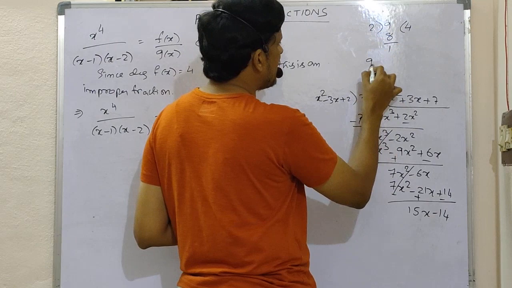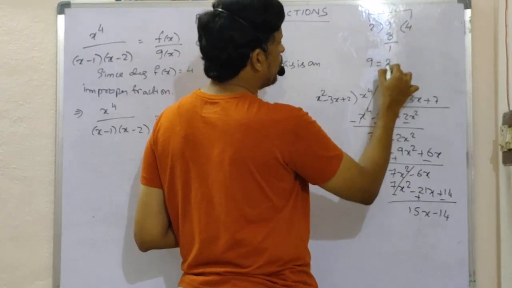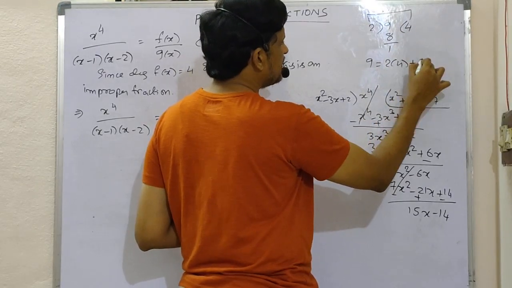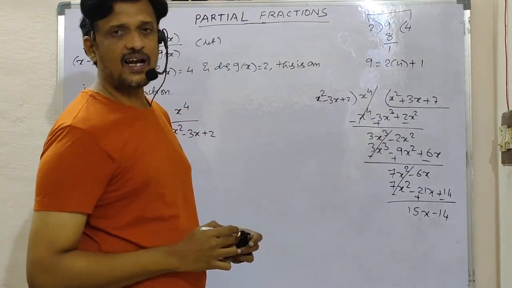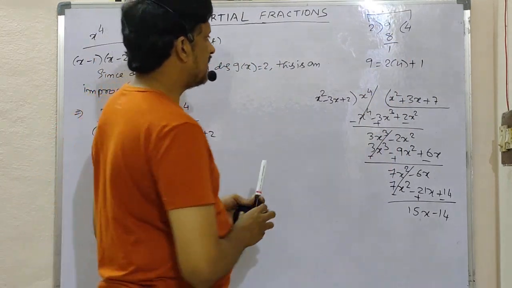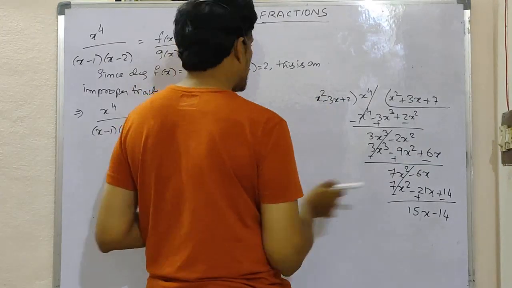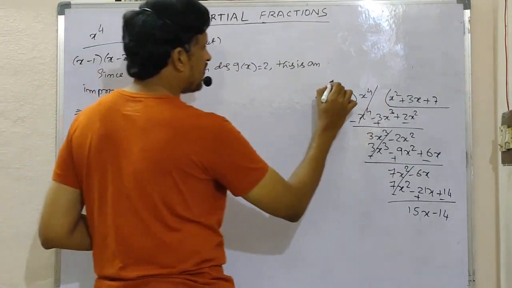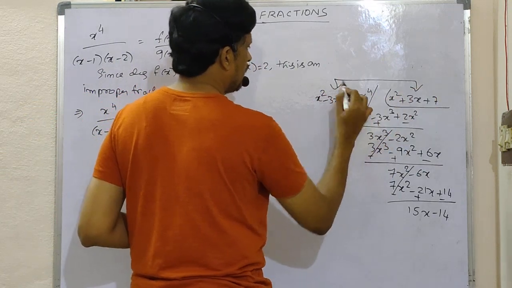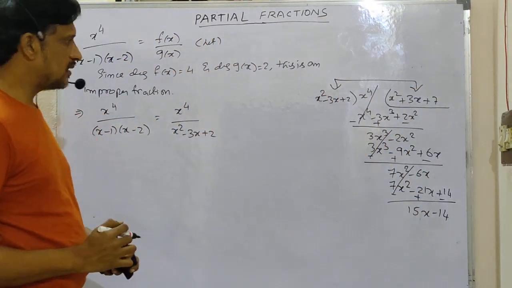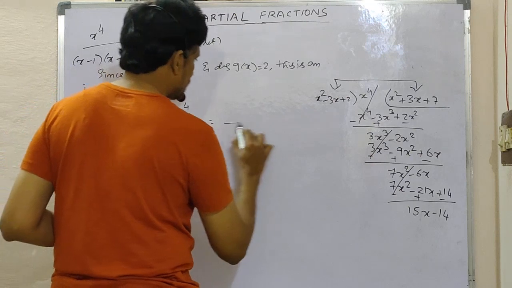So how can you write this 9? This is the product of divisor into quotient, 2 into 4, plus remainder. That is called the division algorithm. That means in the same way here, this x power 4 can be written as the product of these two plus the remainder. So write like that here.